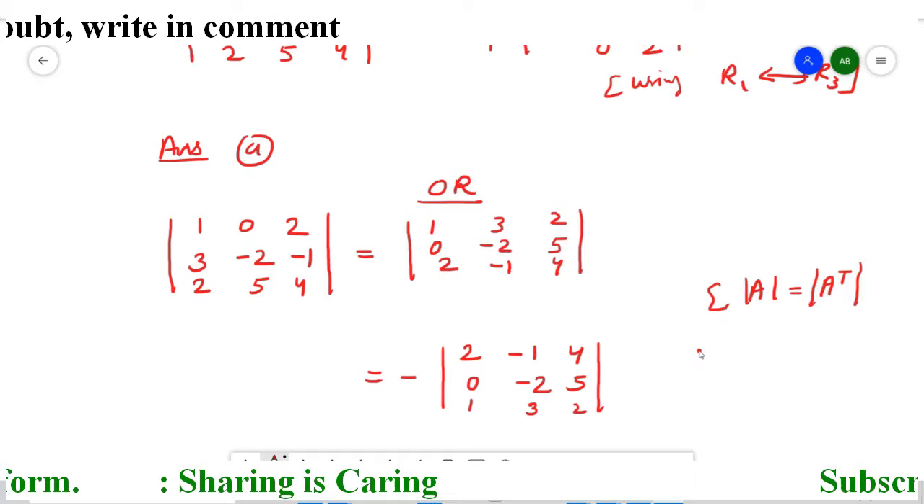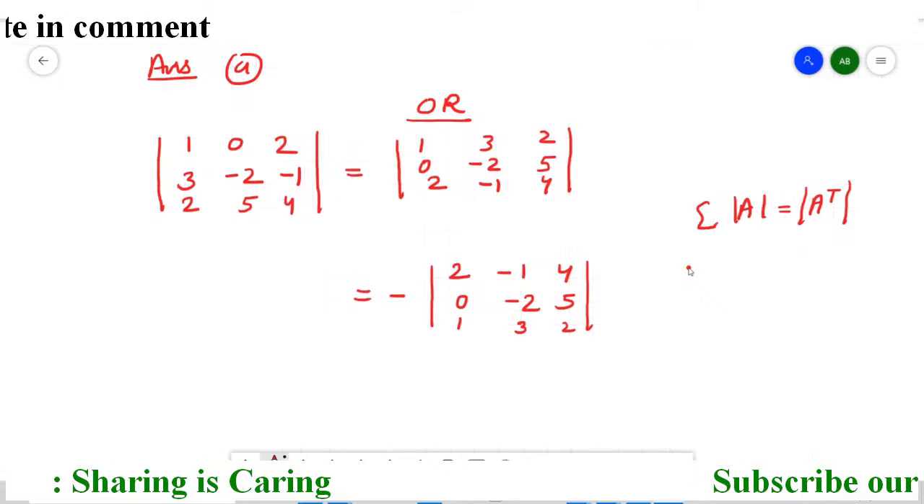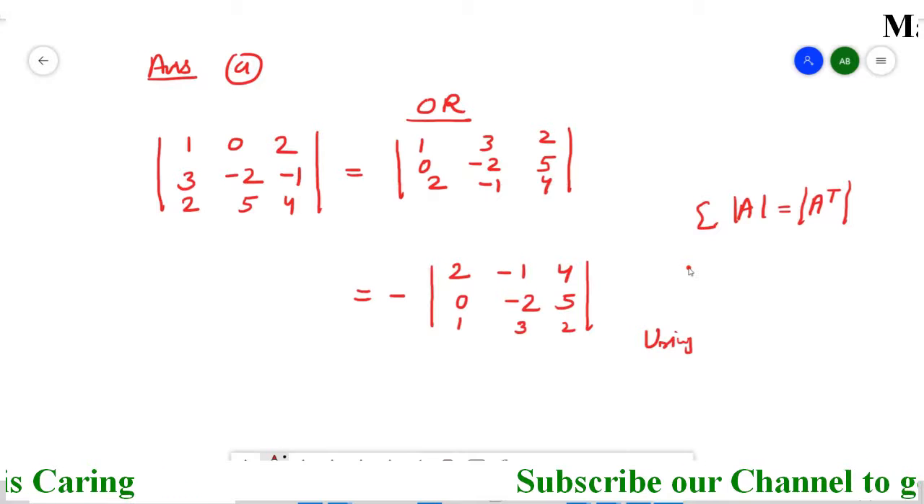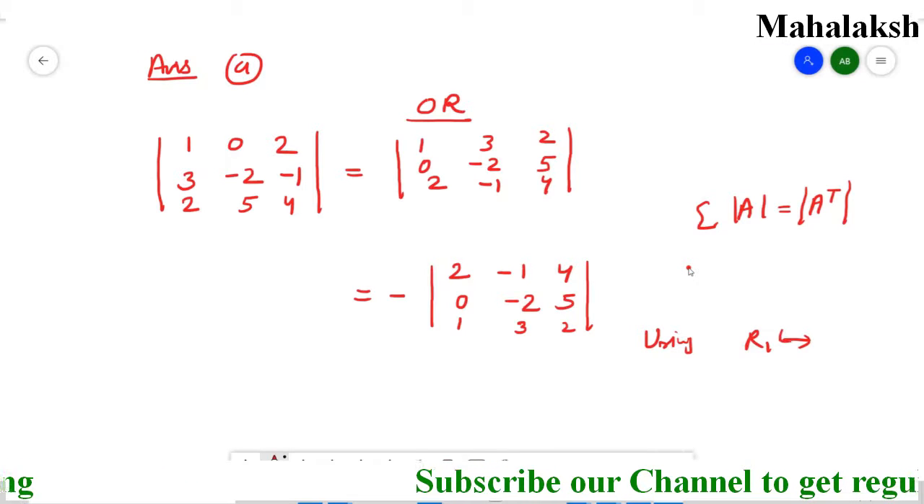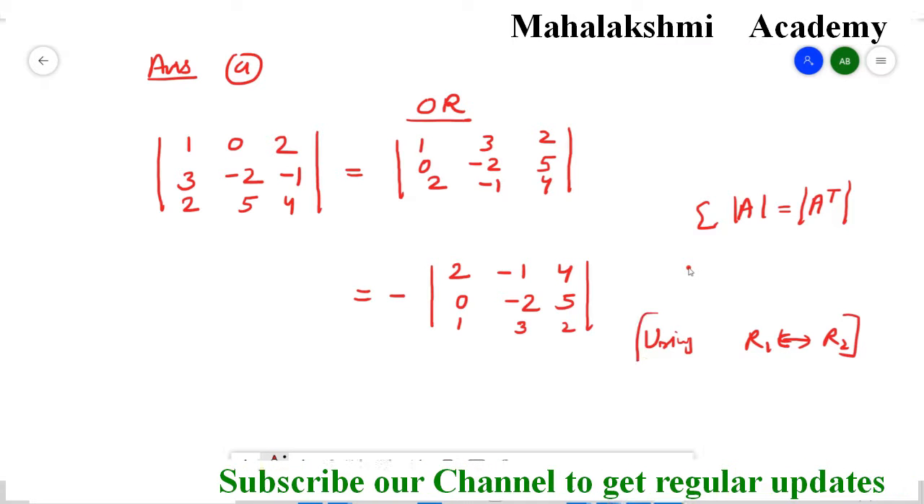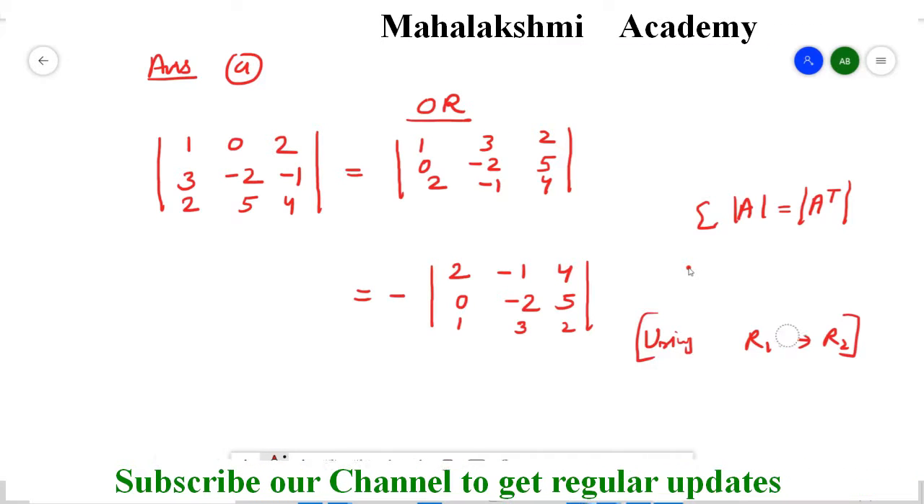And we obtain this. Now in this which property we had used? Same again, using R1 interchanged with R3. So this is the interchange symbol. We will write it in a better way.